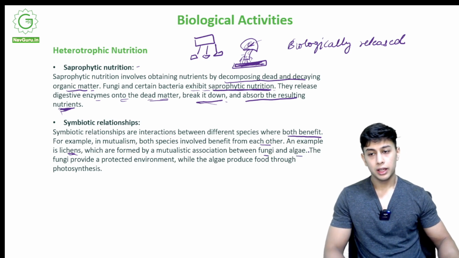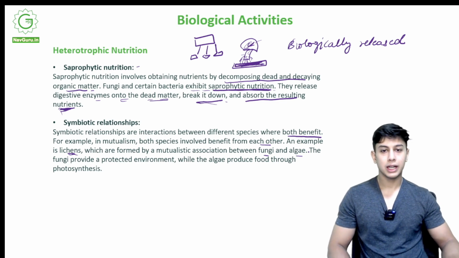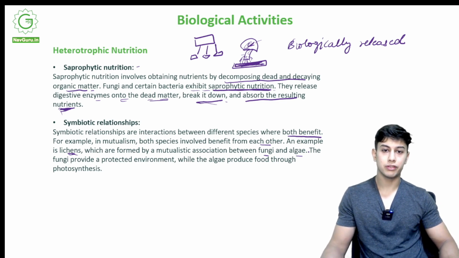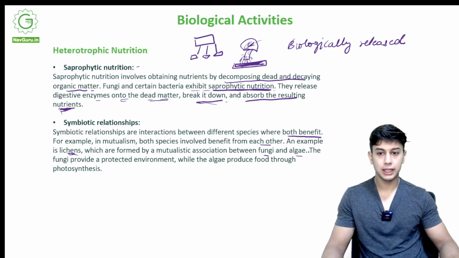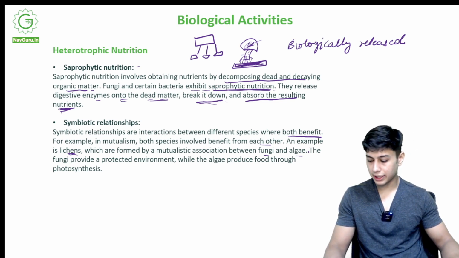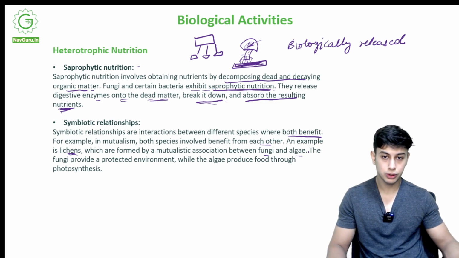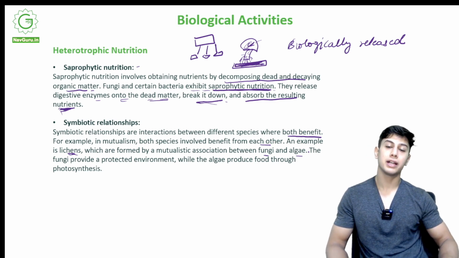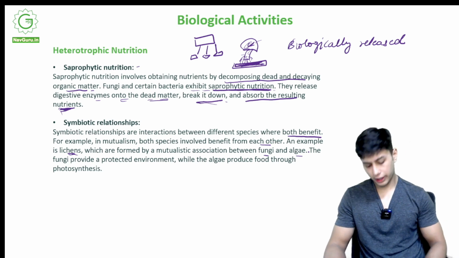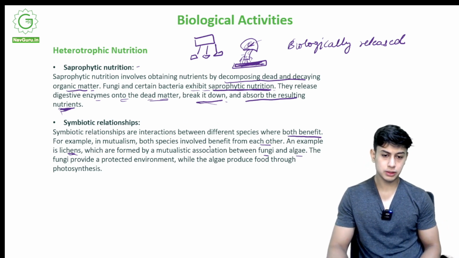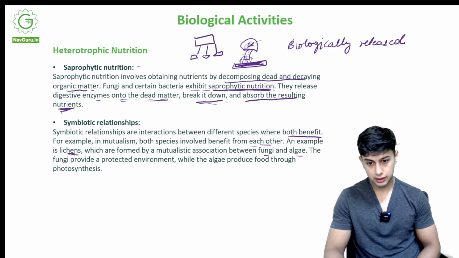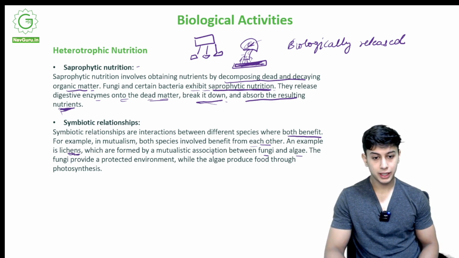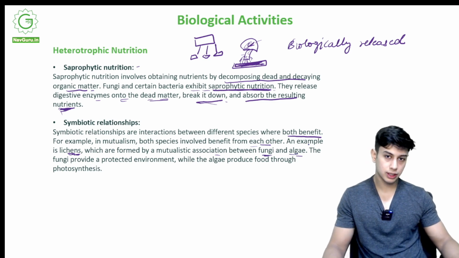In a symbiotic relationship, one organism benefits and the other one also benefits. Maybe one organism is getting food, maybe one is getting cleaning, maybe one is getting some other benefit, and the other organism is also getting some benefit. We see partnerships in nature. An example is lichens, which are made by the association between fungi and algae. Fungi and algae are two different microorganisms.